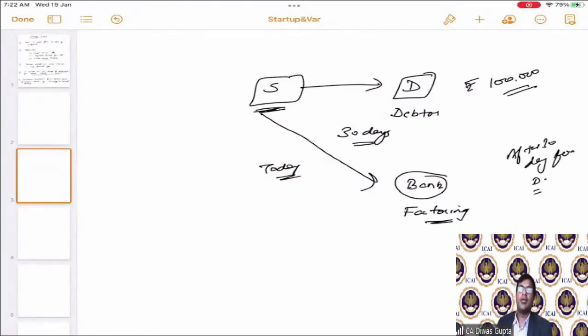Simple. So they will pay today and they will recover from D after 30 days. Now, in this, they will not pay the entire 1 lakh. They will pay, let's say, 98,000 because 2,000 they will keep as their own commission. So that 2,000 rupees loss, or let's say interest cost, or factoring cost, is borne by S.